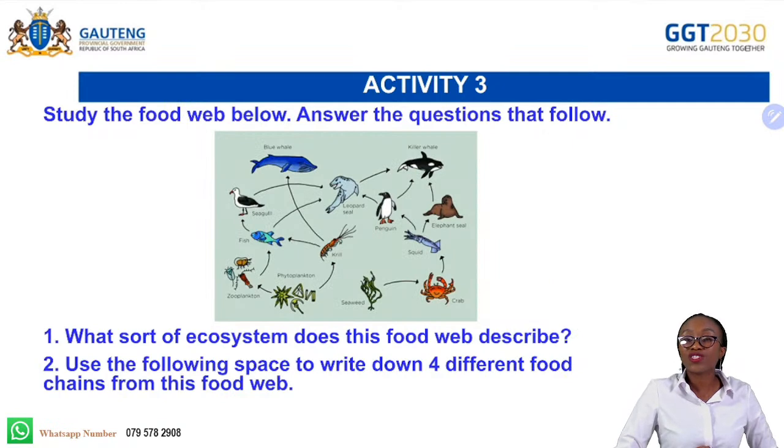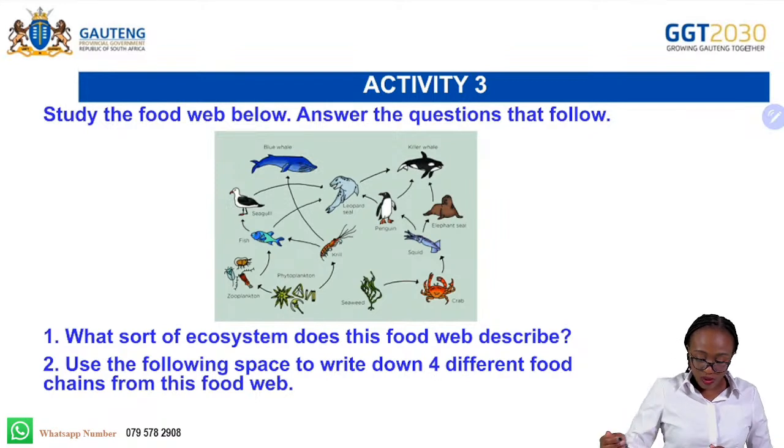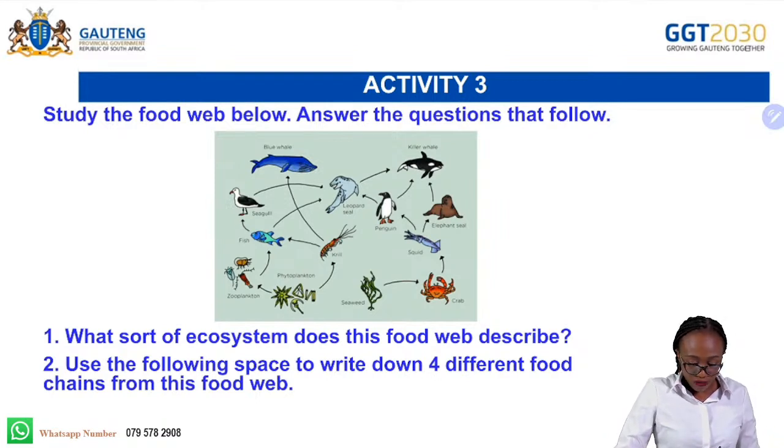Now let's do a short activity together. You need to study the food web below and answer the questions that follow. 1. What sort of ecosystem does this food web describe? And 2, use the following space to write down 4 different food chains from this food web. So we're going to write 4 different chains. Give yourself 5 minutes to write this activity.